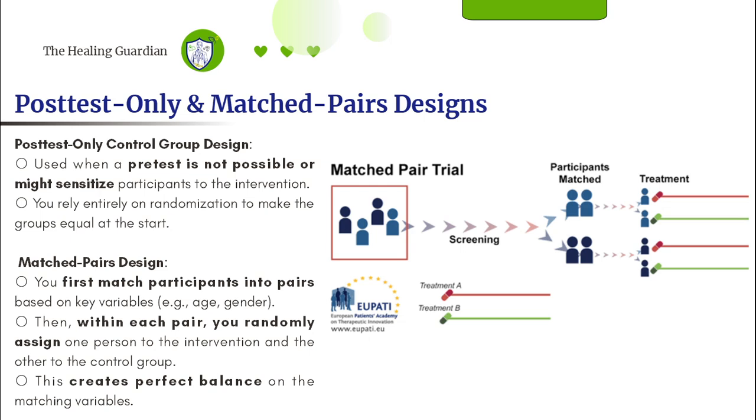There are also types of randomized controlled trials. The post-test only control group design is done when the pre-test is not possible, or when it might sensitize participants to the intervention. So we use this post-test only design if sensitizing these people will affect the results you will get.